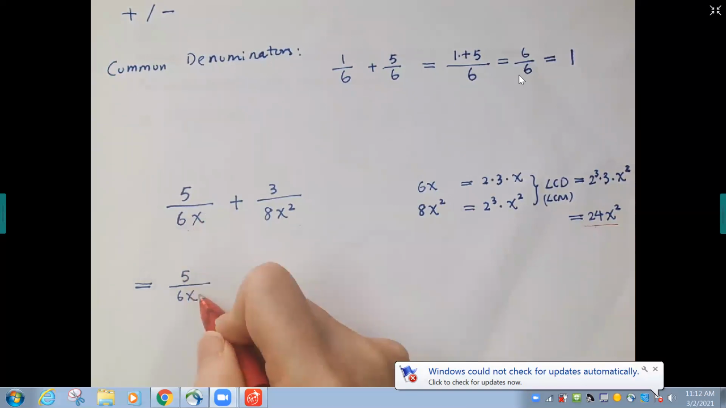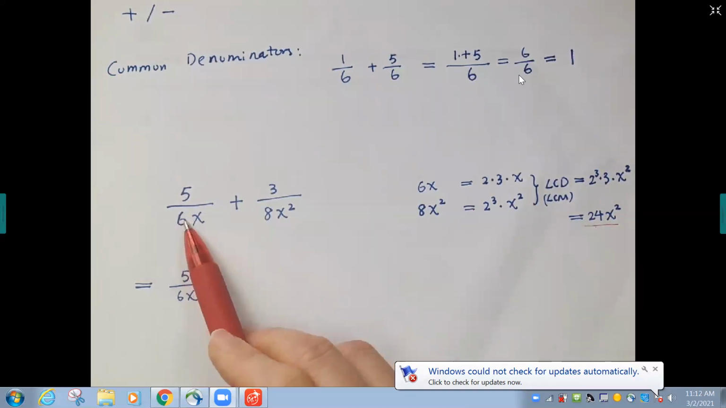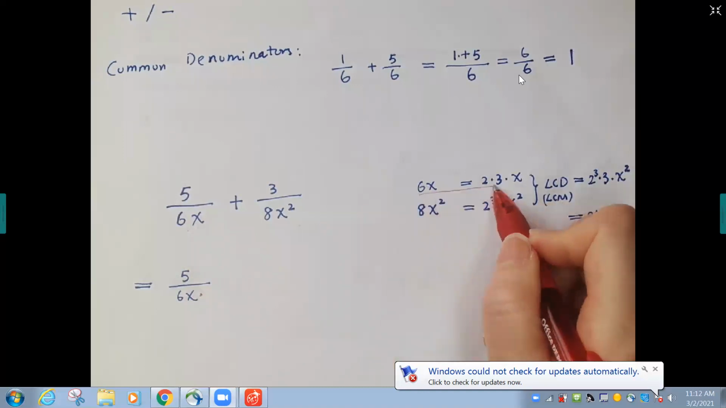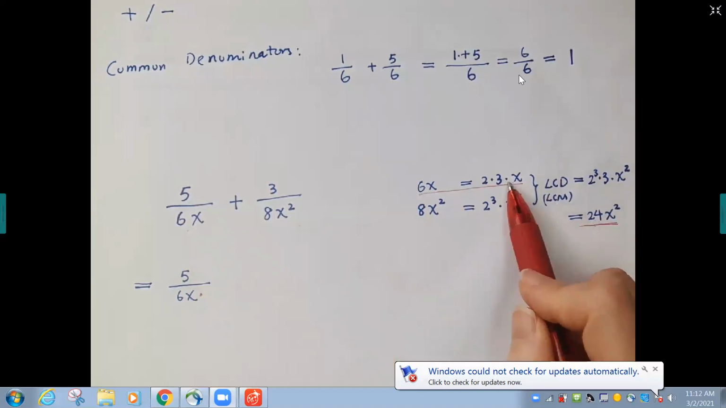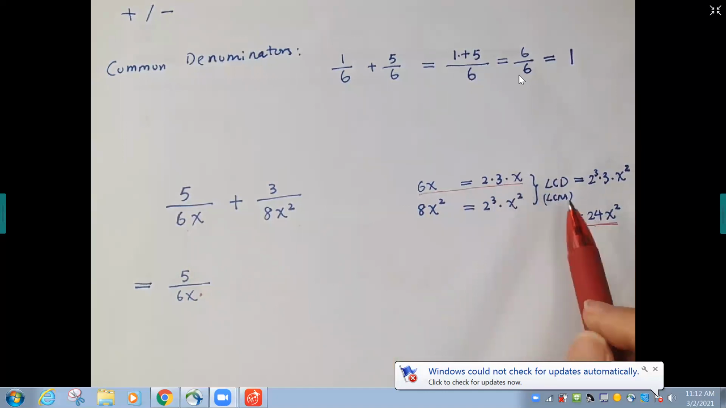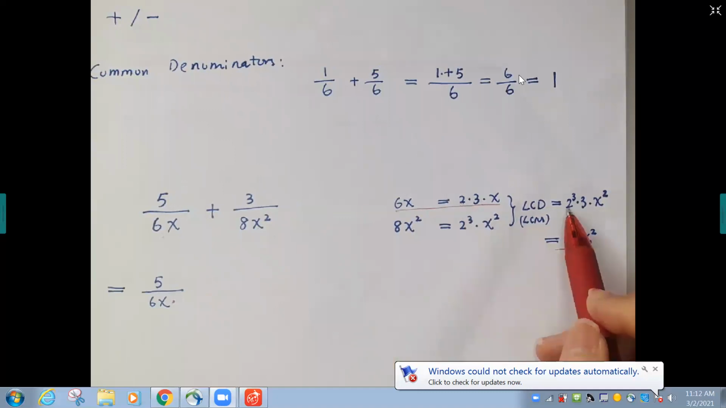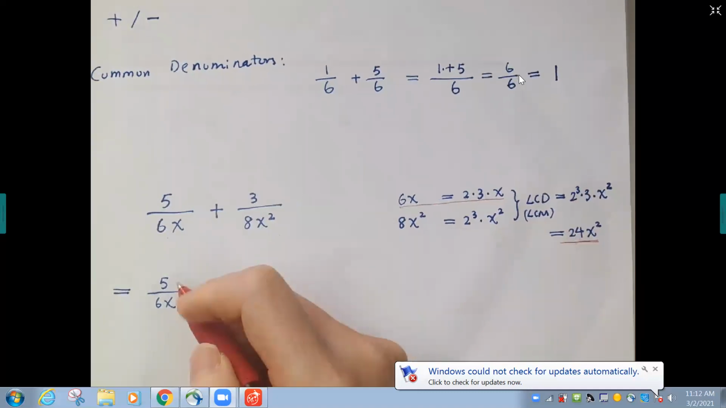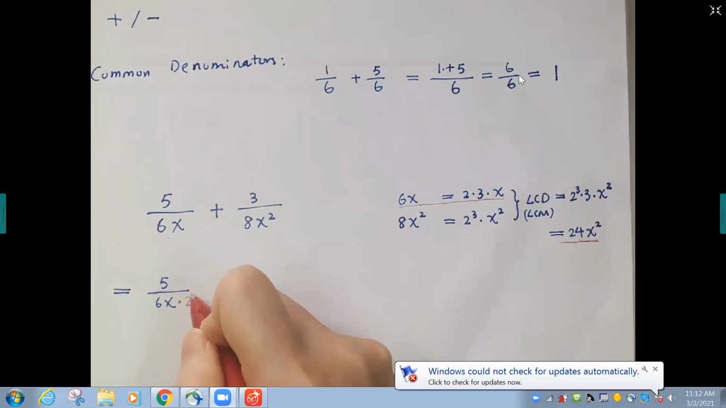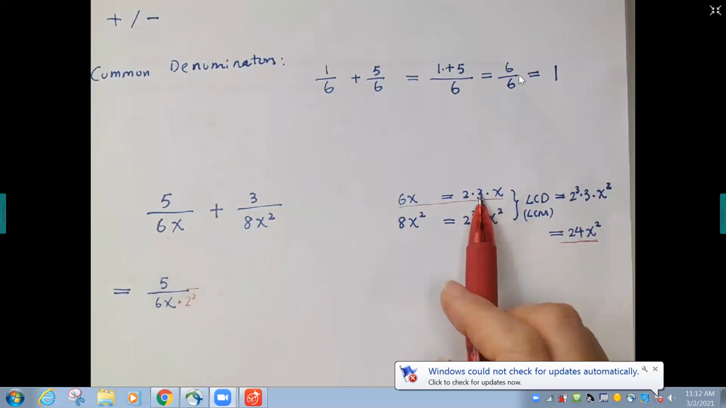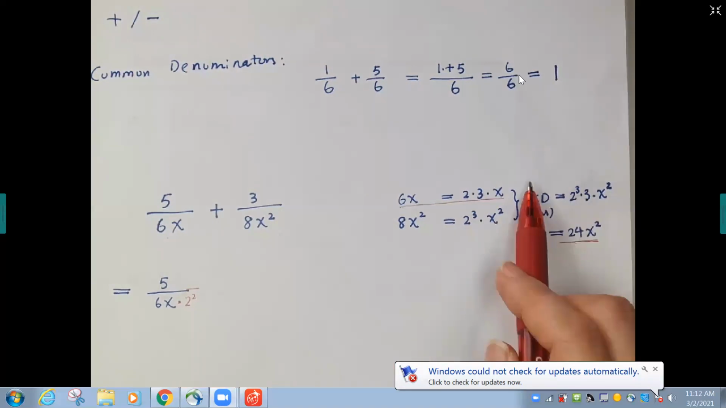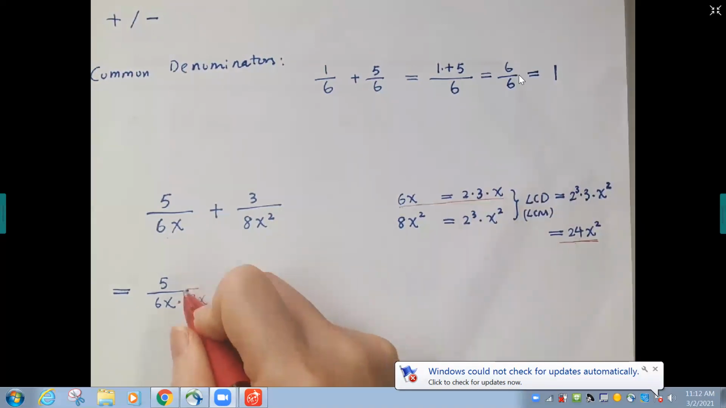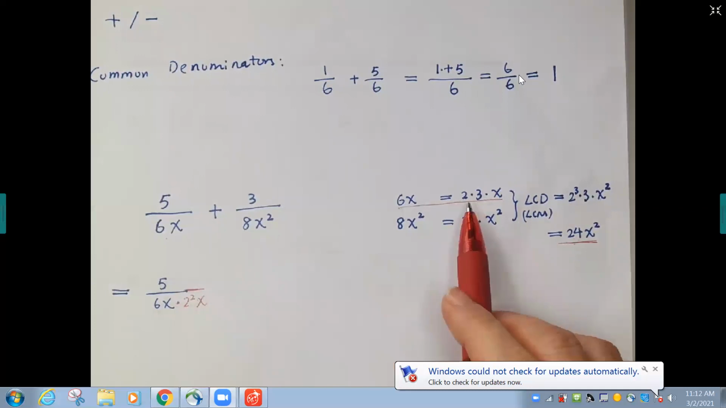Or another way: if I divide the LCM by the original denominator, what should the quotient be? Compare those two. This is the original one, this is the LCM. What is missing here, we have to make up. I have one 2, but this one has three 2's, so two 2's are missing. I have 3 here, and this one has 3, so 3 is okay. I have 1x, and this one has x squared. What is missing here? 1x is missing. So actually 4x is missing.